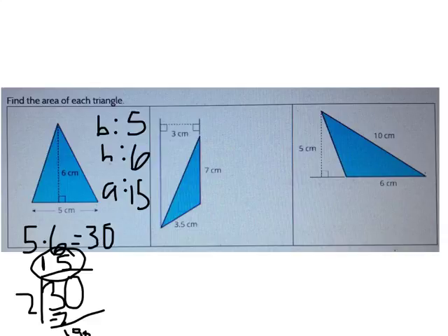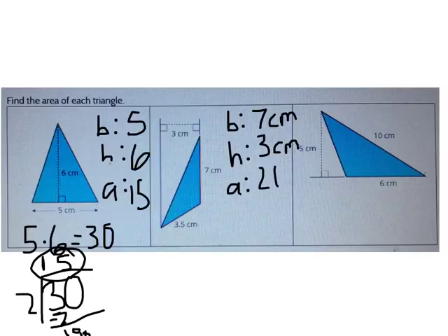Let's look at the next one. What's the base? The base is 7 centimeters. What's the height? The height is 3 centimeters. It's at a right angle to the base. So the area is 7 times 3 and then divided by 2. What's 7 times 3? 7 times 3 is 21. Divided by 2 is 10 and 1/2.